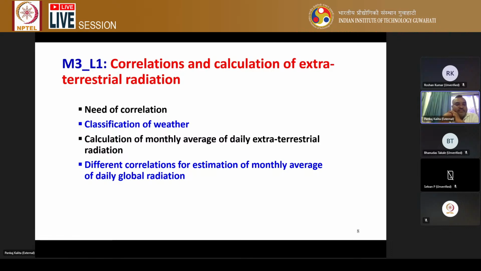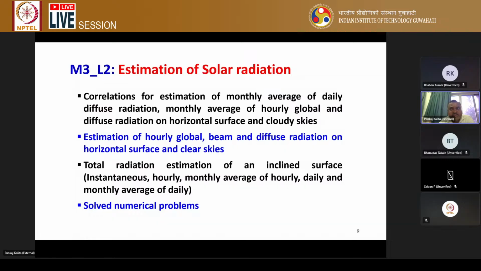Then we have also studied weather classifications, then calculations of monthly average of daily extraterrestrial radiation, then different correlations for estimation of monthly average of daily global radiation. And in lecture 2 of module 3, we have studied the estimation of solar radiations, like we have done the classifications based on hourly or daily basis.